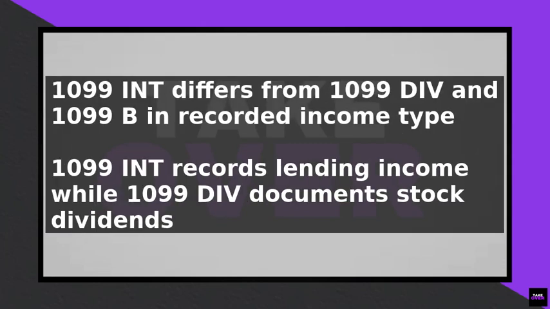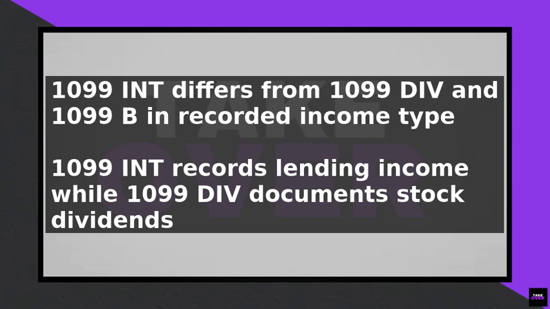To avoid confusion, it is helpful to understand the difference between a 1099 INT, a 1099 DIV, and a 1099B. A 1099 INT records income earned as a result of lending money, whether to a bank through a savings account or to a company through the purchase of a bond.